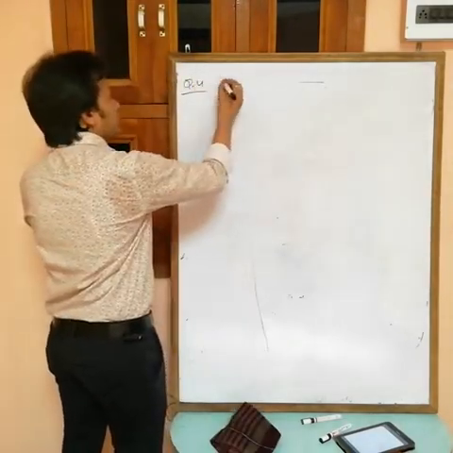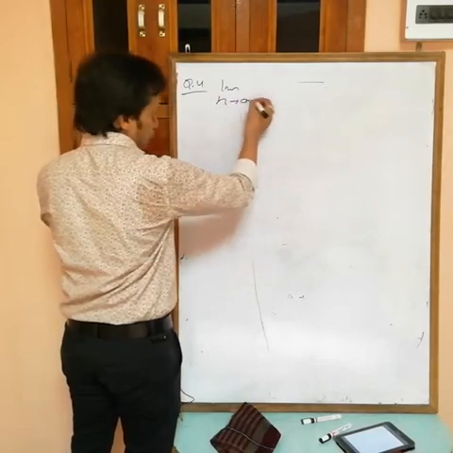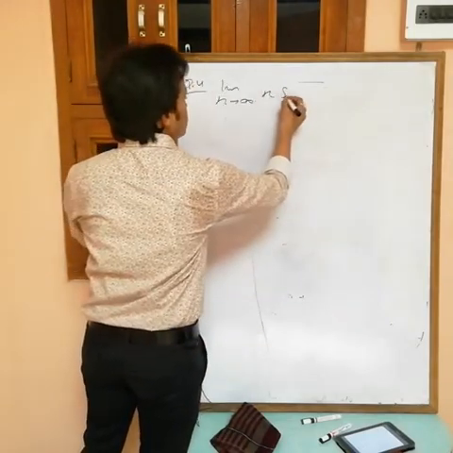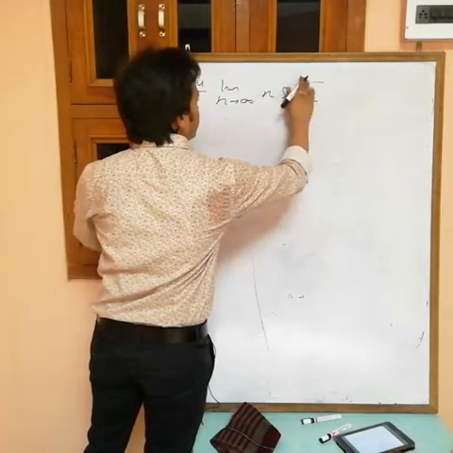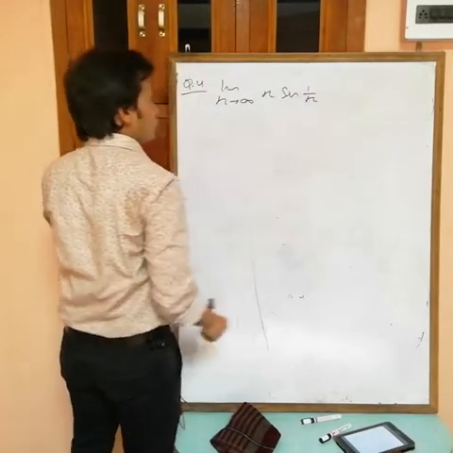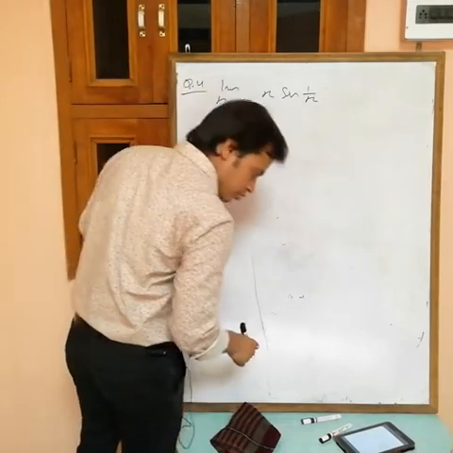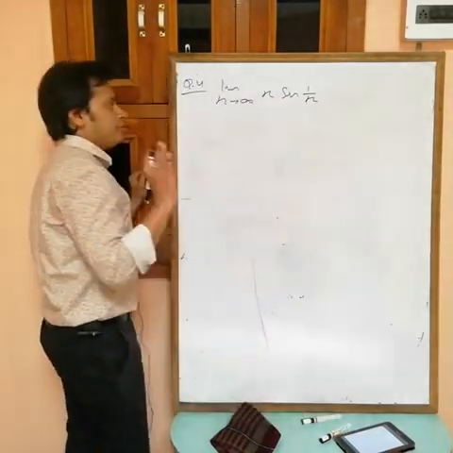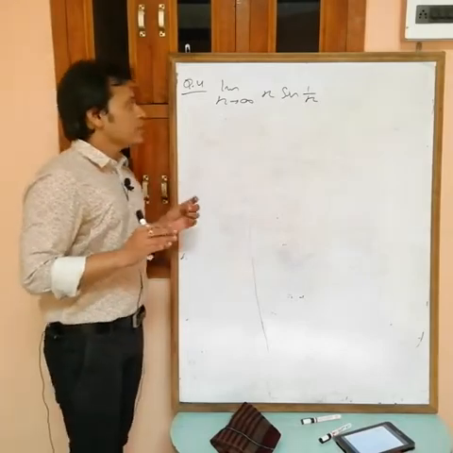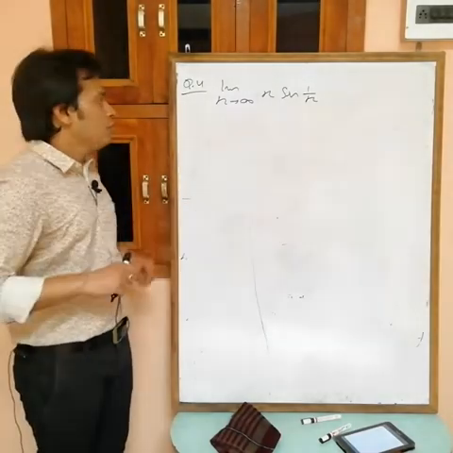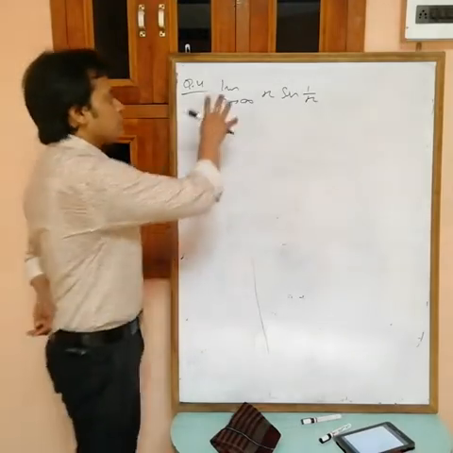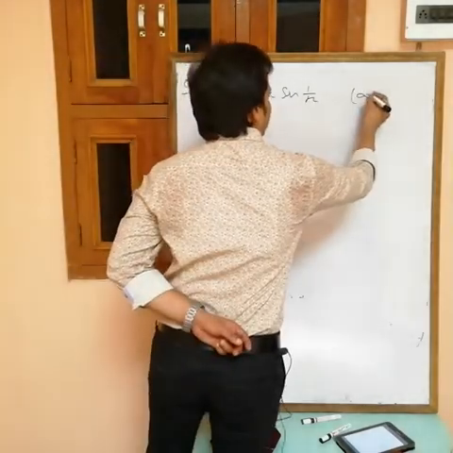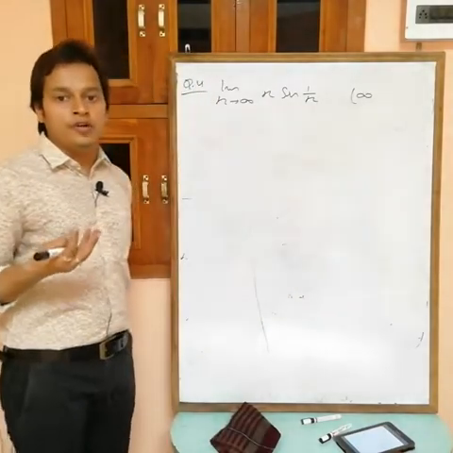Question number 4. Limit x tending to infinity, x into sine of 1 by x. Okay, now x tending to 0 may be there, x tending to infinity. Now, what do you want value of this one? If you put x equals to infinity, what you are getting? This one is infinity. First, I am identifying the form of indeterminacy.